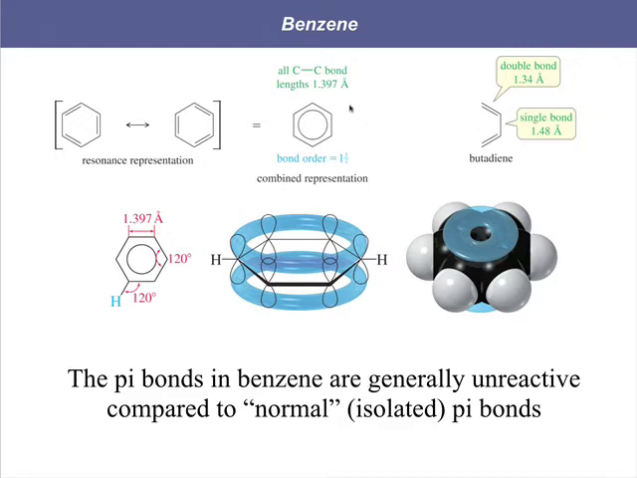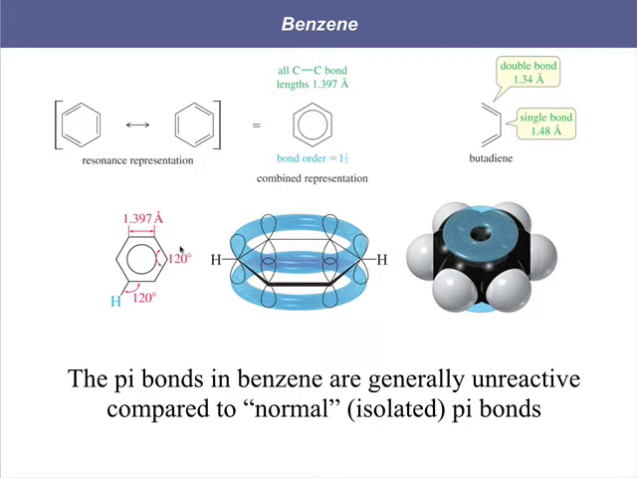The same is true for benzene, but you see that it's even more extreme. These bonds are all the same length. They're all equal. Additionally, not only are they all equal, but they're all exactly between what a double bond and a single bond should look like, 1.397 angstroms. So even more contribution now.